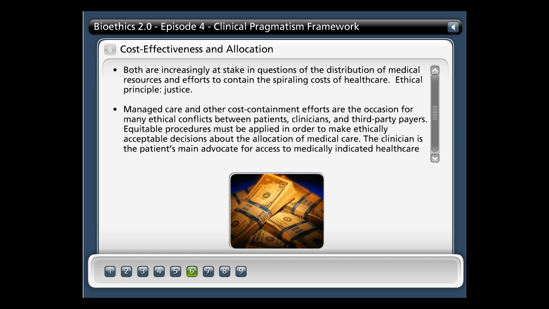We need to have equitable procedures that must be applied in order to make ethically acceptable decisions about the allocation of medical care. The clinician is the patient's main advocate for access to medically indicated health care and entitlements to coverage under private or public insurance plans. Therefore, they shouldn't be afraid to pick up the phone or ask one of their other staff members to be the advocate for the patient and get what is required for the patient.